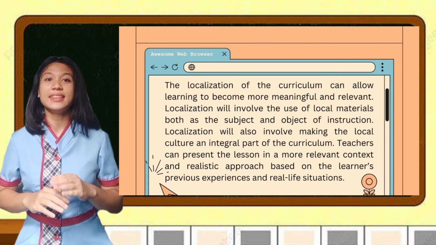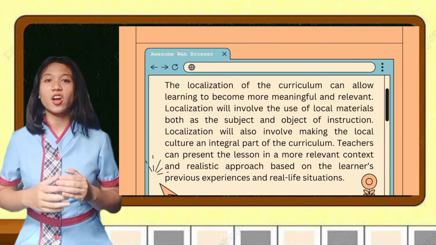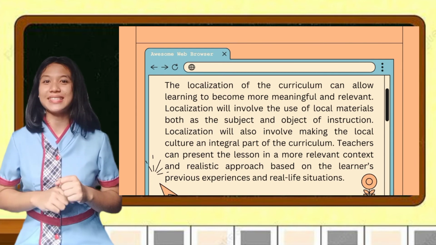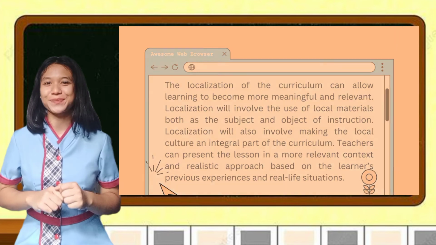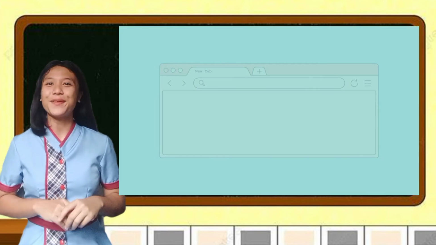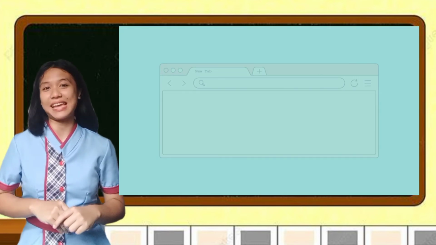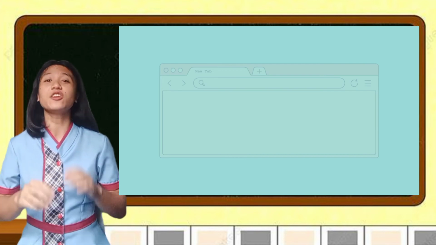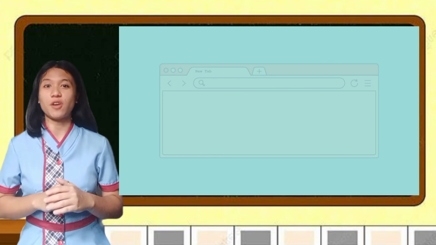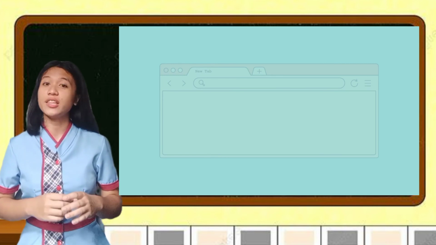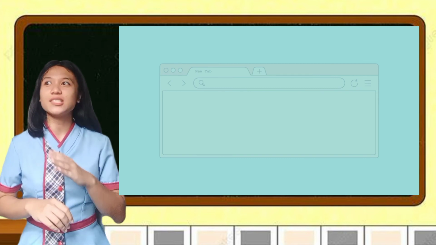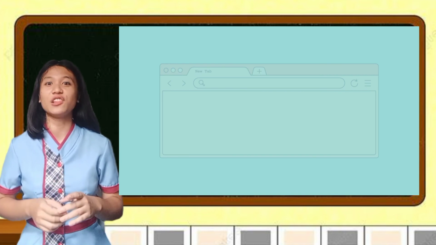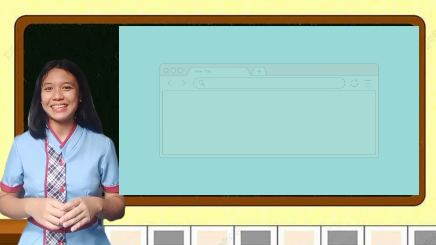Teachers can present the lesson in a more relevant context and realistic approach based on the learner's previous experiences and real-life situations. At some point, we don't need to localize everything. It's good to understand and learn through materials and contents that are not foreign to us, but let's not discourage the beauty of the unknown, the exploration and discovery. We should try new ways of learning and exploring the uncertainties.